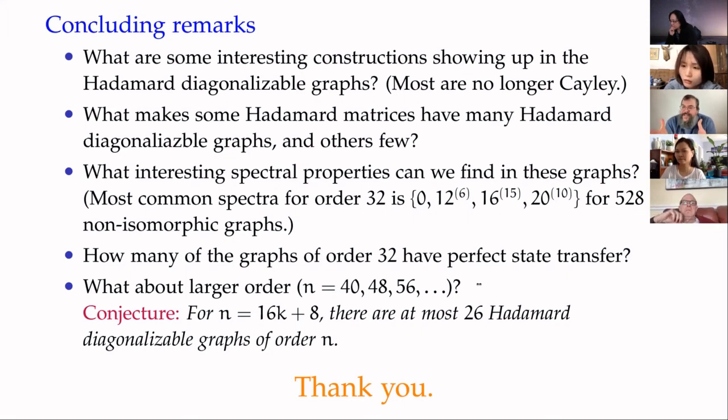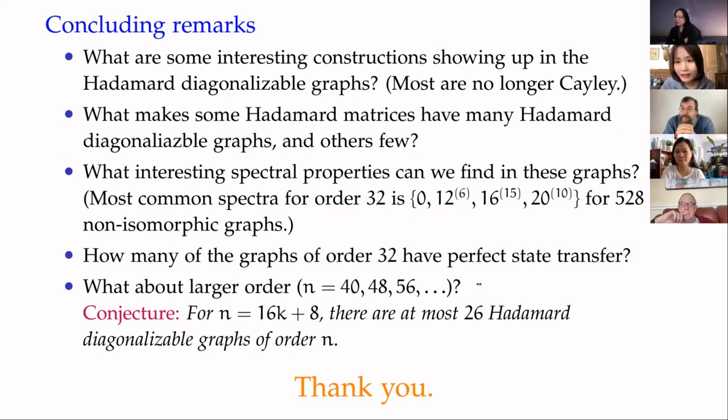Right. It seems to me the more intuitive thing says, oh, if you have a disjoint union of graphs, they both should be Hadamard diagonalizable. But that's not true. Thank you.